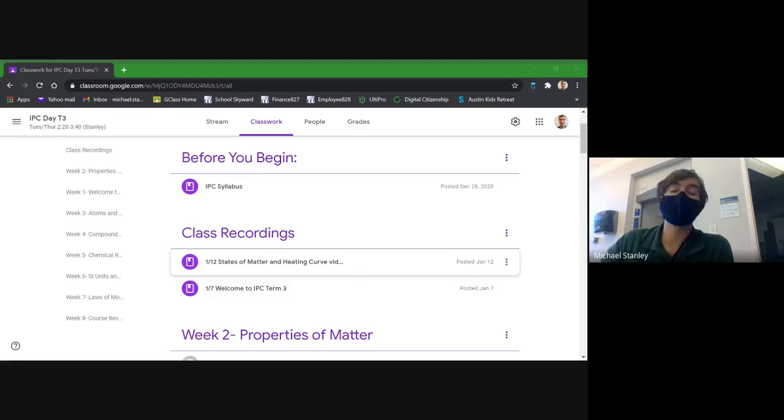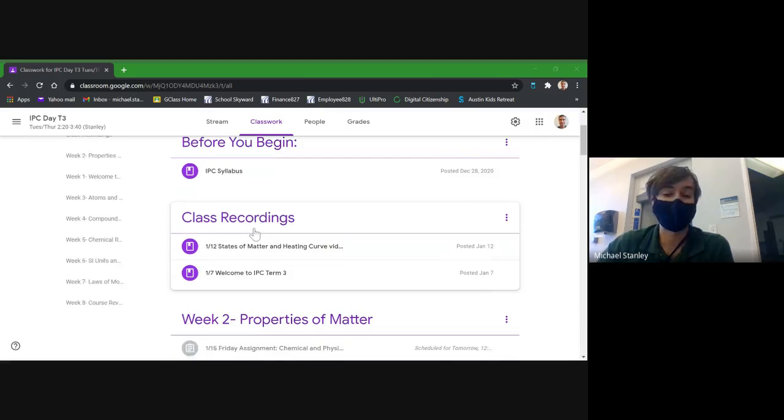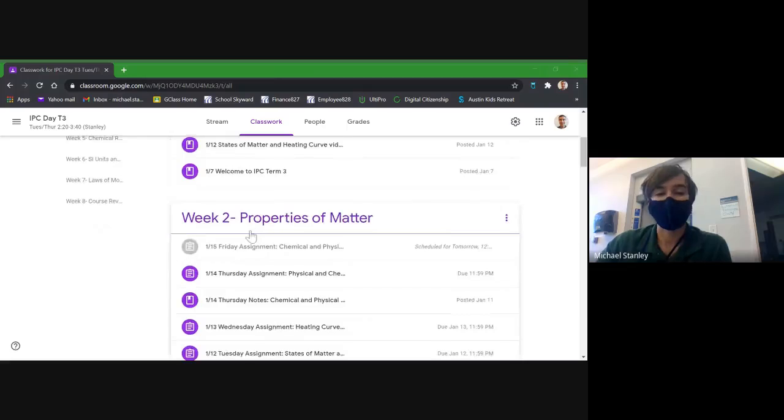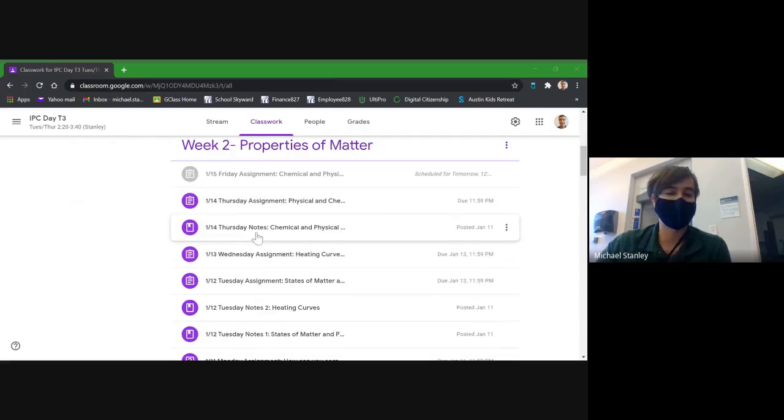Today should be a little bit shorter day. There's not as much of the notes for us to go over. Some pretty simple concepts that we're going to nail down. And so at the end of the day, if you have any questions about either today's stuff or the stuff from Tuesday with the heating curve and the states of matter, I can go through some of that with you guys as well, if you're still a little bit confused about some of the stuff.